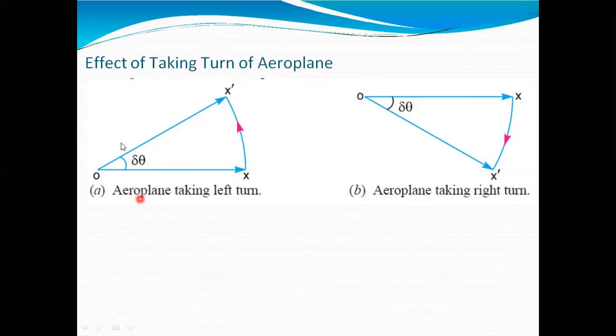And this same condition may be assumed just opposite to the first condition when the vehicle is taking a right turn. So OX will be shifted in downward direction or right direction. Here OX is shifting in upward direction or left direction. So these are the two cases when the aeroplane can be steered as per the requirement.